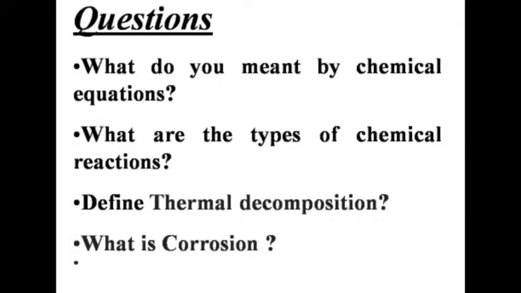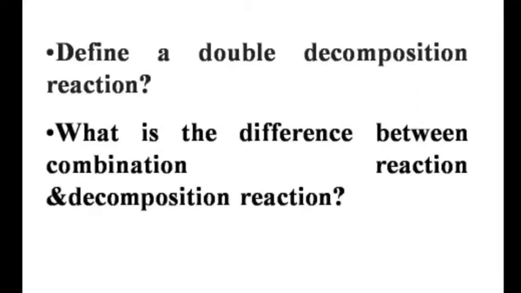Friends, here are some important questions. You have to find out the answers by yourself. The first question: what do you mean by chemical equations? The second question: what are the types of chemical reaction? Third one: define thermal decomposition. Next one: what is corrosion? And the next one: define a double decomposition reaction. The last question: what is the difference between combination reaction and decomposition reaction?